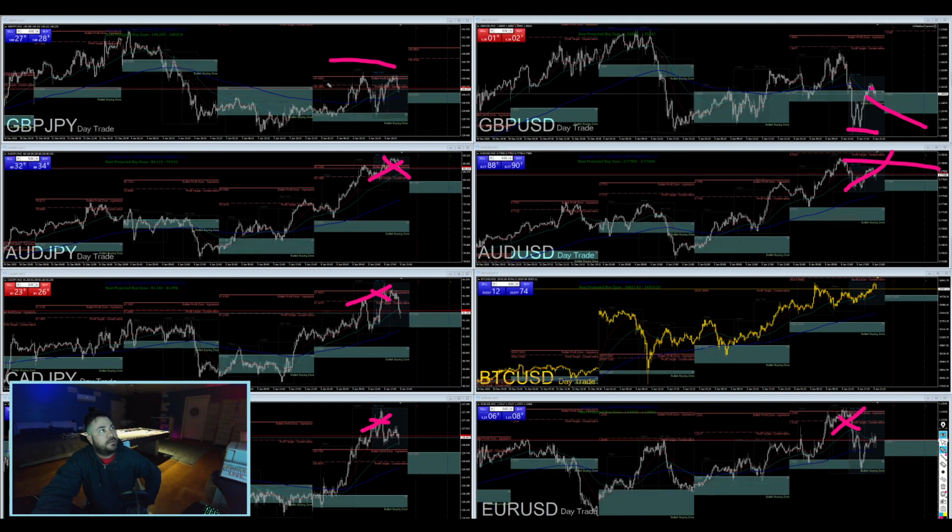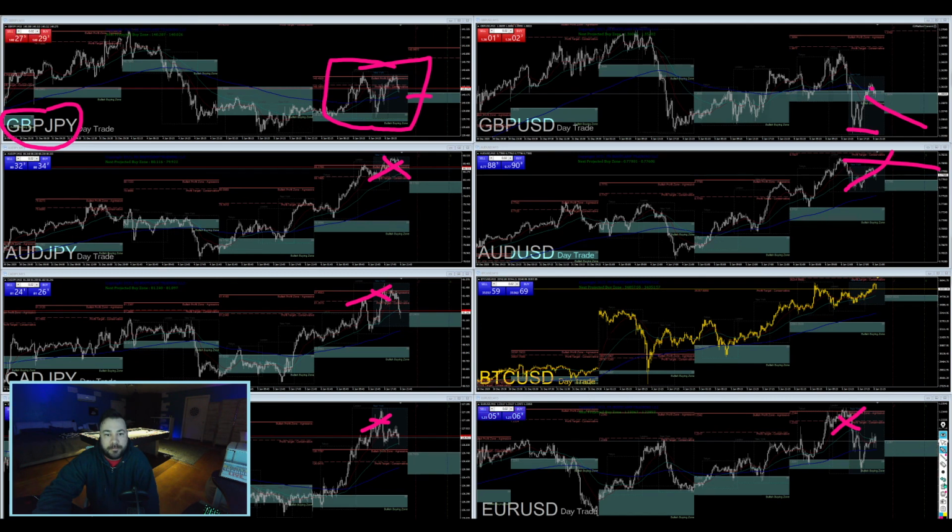Pound yen entry. Okay, now there we go. We got one thing going for us. That one thing. All right.